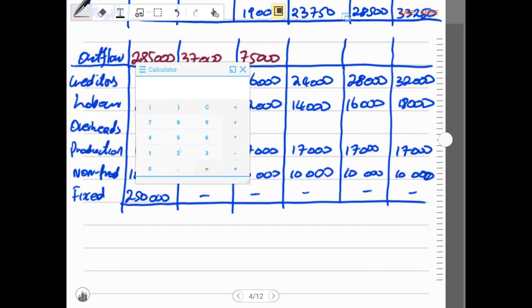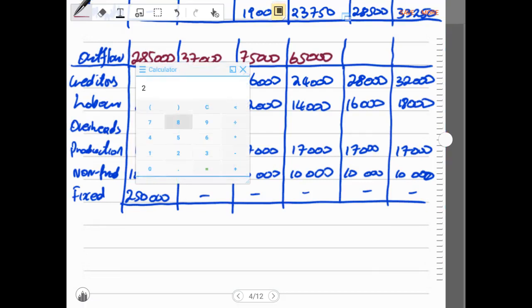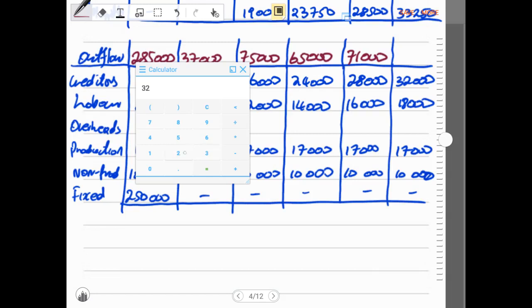Then the next one will be 24,000 plus 14,000 plus 17,000 plus 10,000, and this gives us 65,000. Then after the next one, it will be 28,000 plus 16,000 plus 17,000 plus 10,000. It will be 71,000. And the last one will be 32,000 plus 18,000 plus 17,000 plus 10,000. It will be 77,000 rands.